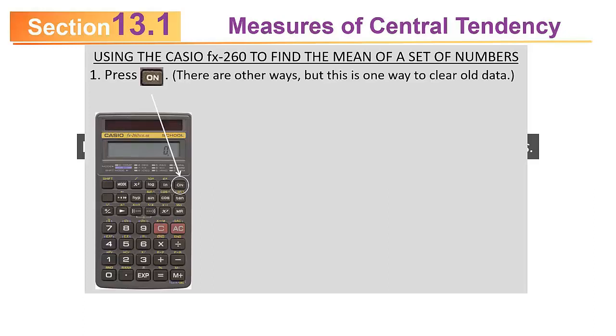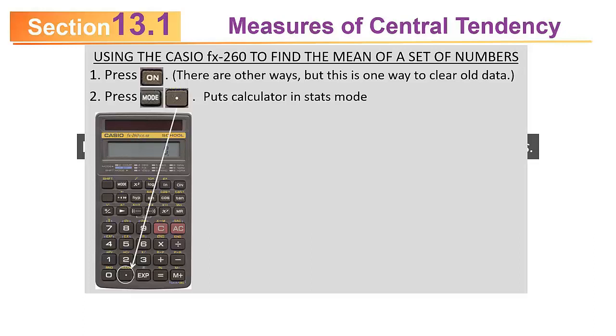The first thing you do is to press the on key. Not only does that wake the calculator up, but it also clears out any old data. And that's important because if you are doing a calculation and you don't realize there's already data in there, it can mess you up. To put the calculator in stats mode, you press the mode key and the dot or the period key. That puts the calculator in stats mode.